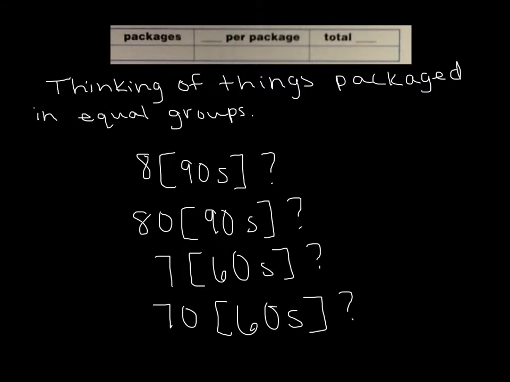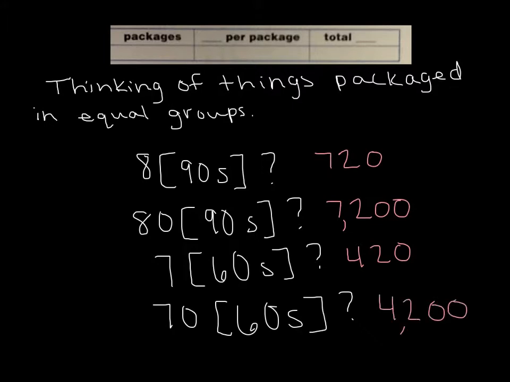8 90s equal, 80 90s equal, 7 60s equal, and 70 60s equal. Let's go ahead and erase our boards, and we're going to see how this strategy is one that could help us solve the math message or similar division problems.